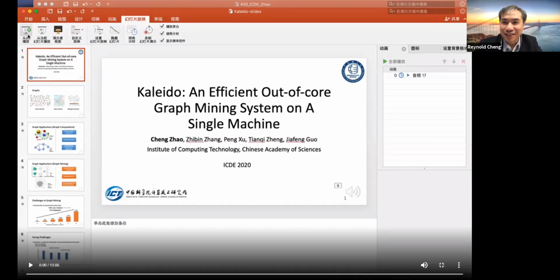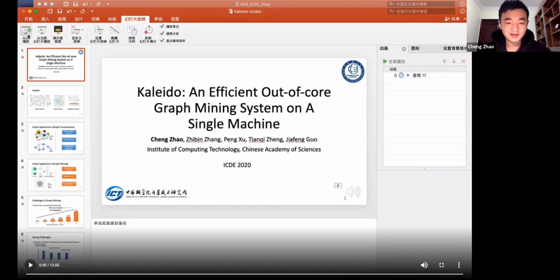So the next speaker, the first speaker for this section, wait a minute, I have to go back. The talk will be about Kaleido, an efficient out-of-core graph mining system on a single machine, by Zhang Chao, who is a graph system PhD candidate in the Institute of Computing Technology, Chinese Academy of Sciences. Can you say a few words before we play the video?